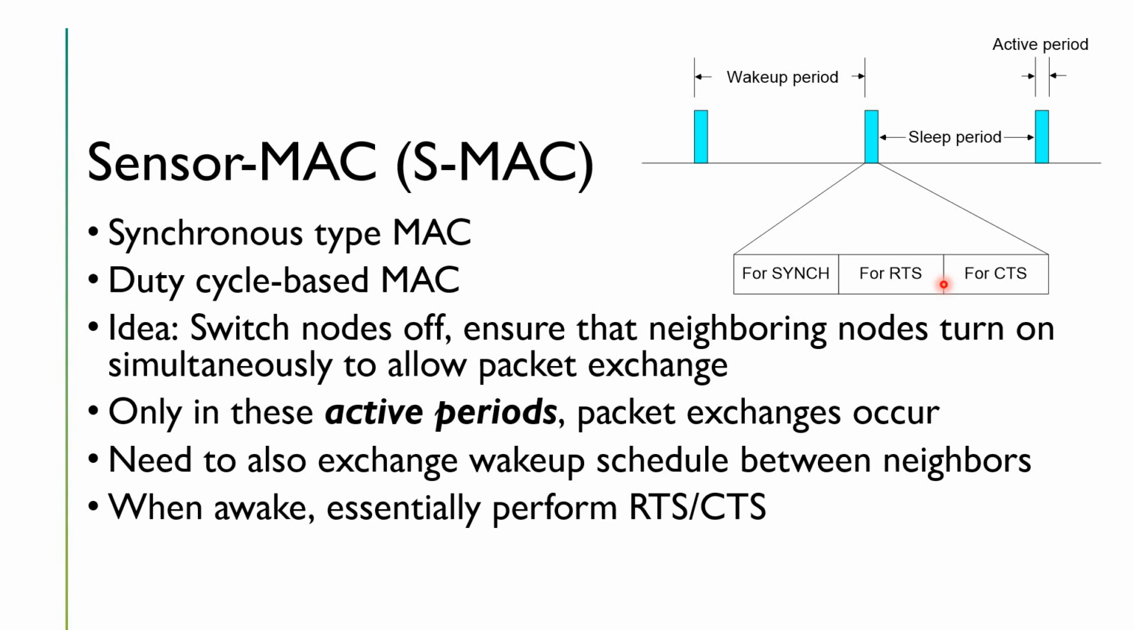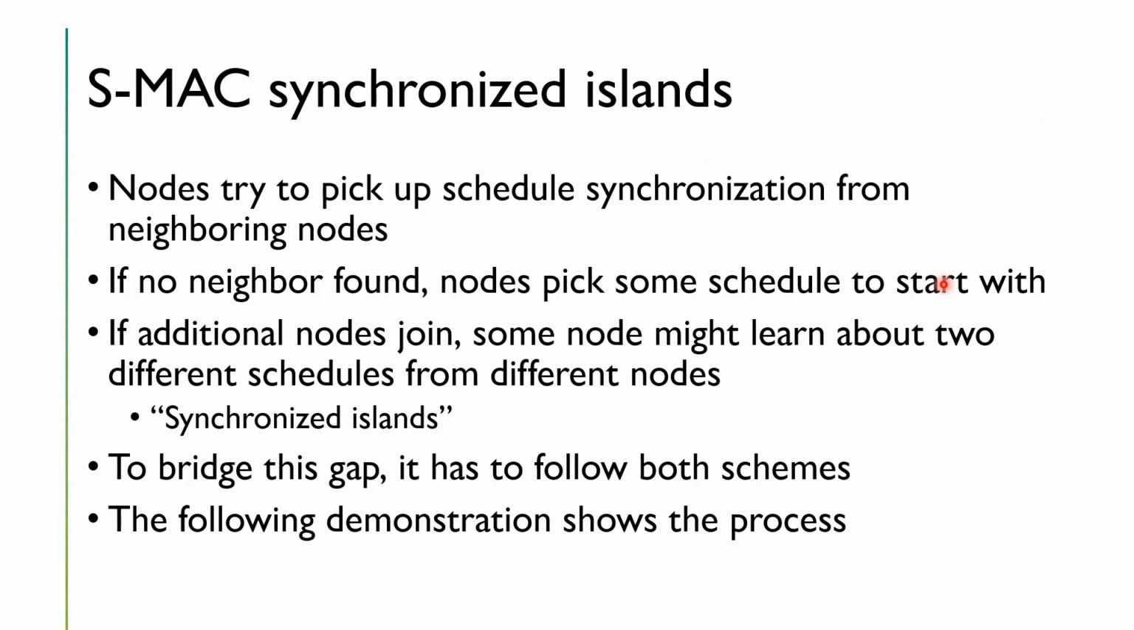Okay, so the nodes try to pick up schedule synchronization from neighboring nodes. So in order to understand the schedule of the other nodes, or to wake up at the same time as they wake up, you have to understand their schedule. So you have to synchronize your schedule with the schedule of the other neighboring nodes. So if no neighbor node is found, then you can actually pick any random schedule to start with. So if any additional nodes join, they will join your schedule.